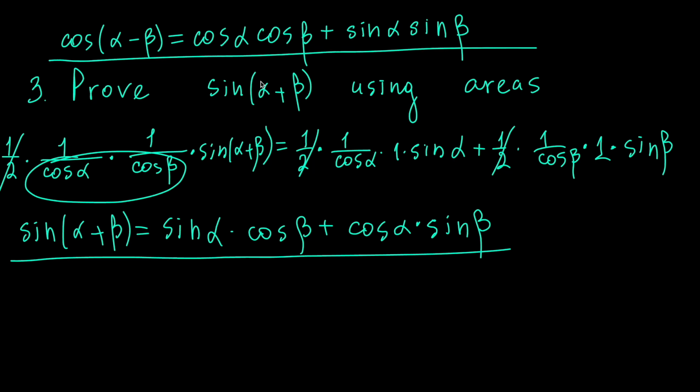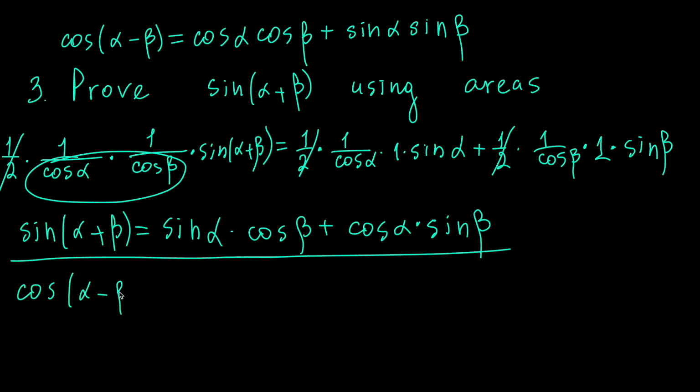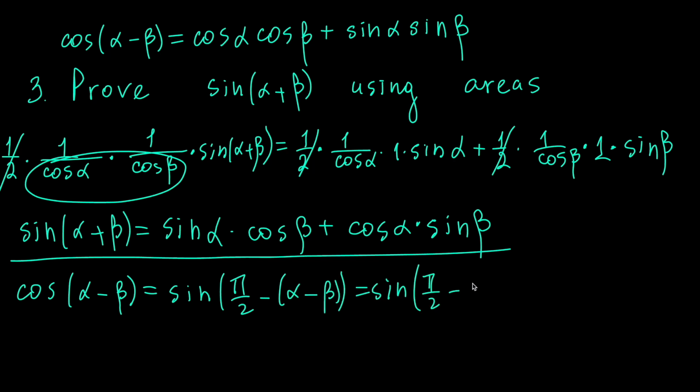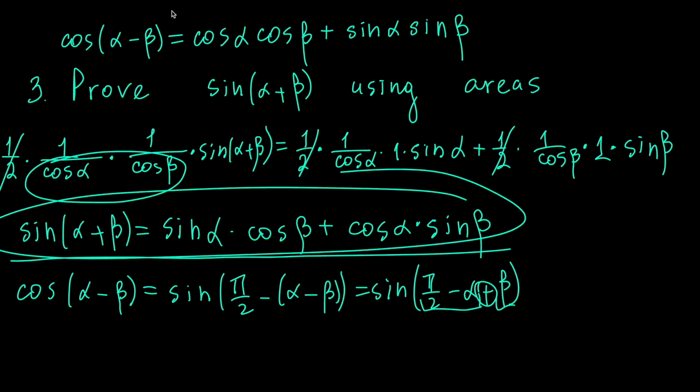And in order to get this from that, we just need to use the trigonometric identity for cofunctions. So cosine of alpha minus beta equals sine of pi over 2 minus alpha minus beta, or sine of pi over 2 minus alpha plus beta. And now we have the sine of a sum of two angles. And if we use this formula, we will get this.